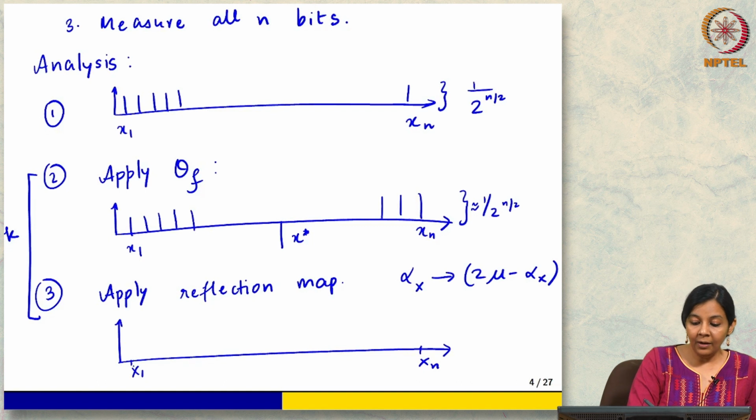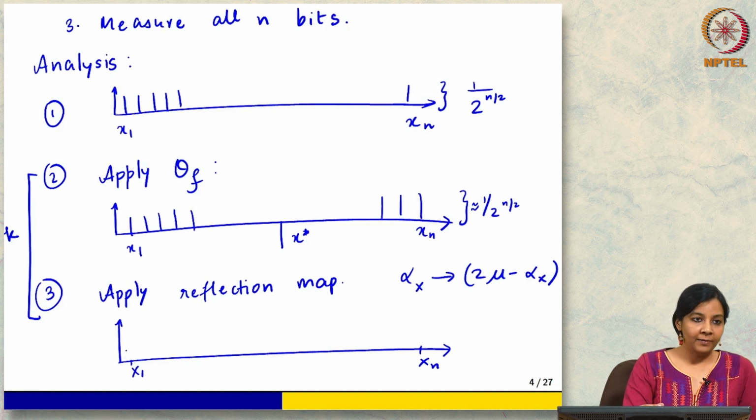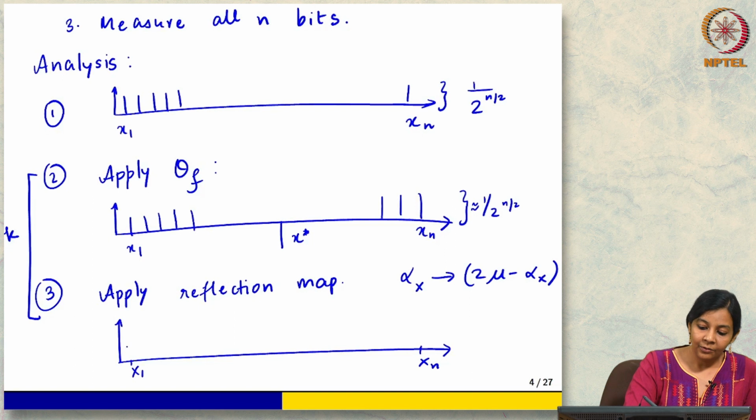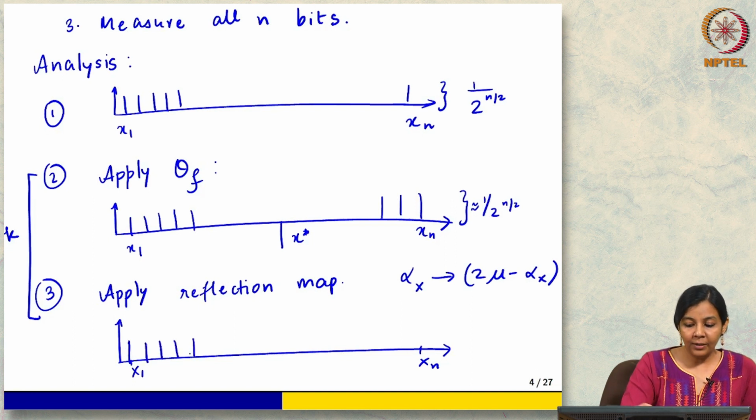In particular, let us say that x1 is not x star, okay. Can you tell me how x1 changes? Yeah, it will remain almost the same, because it is already very close to mu. So 2 mu minus it will be almost the same. It's almost there, and similarly for all the other points.